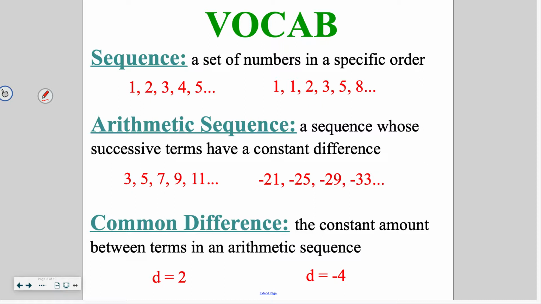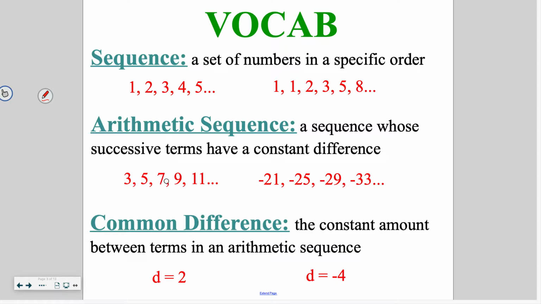So if we look at this one, 3, 5, 7, 9, 11, our common difference is 2. We're increasing by 2 every time. The one on the right here, we've got negative 21, negative 25, negative 29, negative 33. We're going down by 4 every time, so our difference is negative 4. So we're looking for these patterns where we can add and subtract to get to the next number.